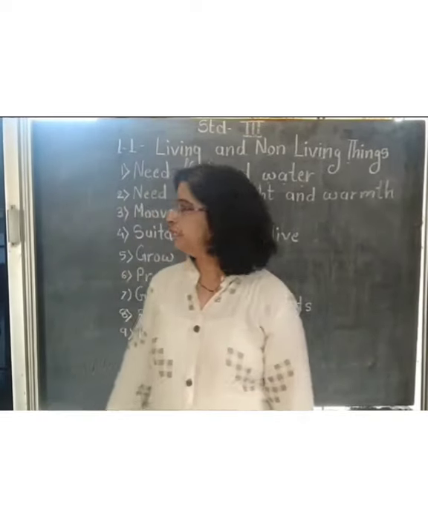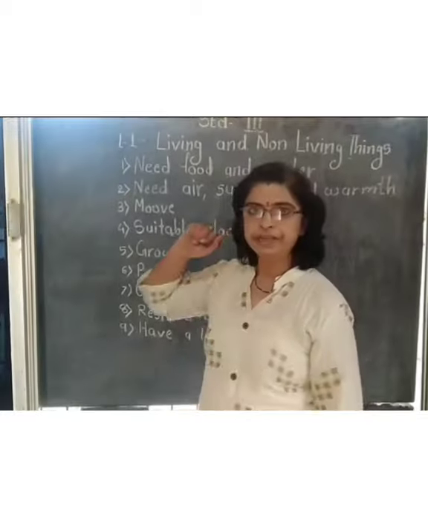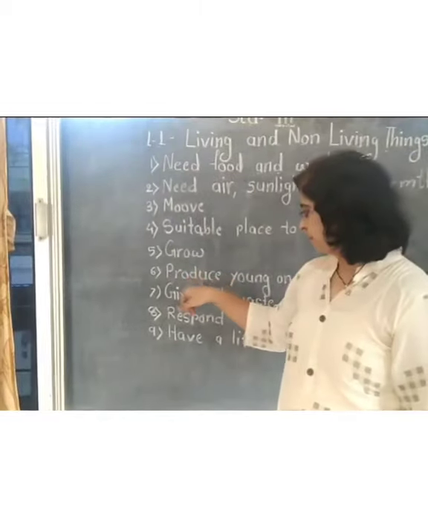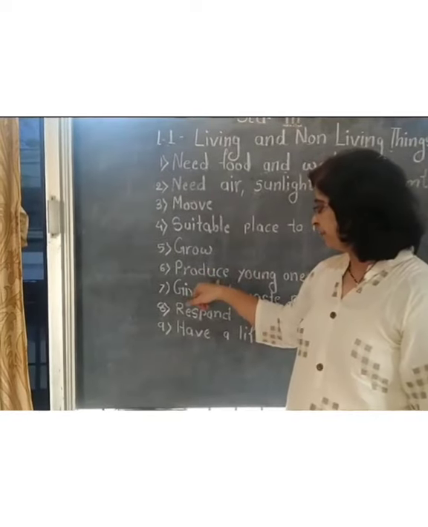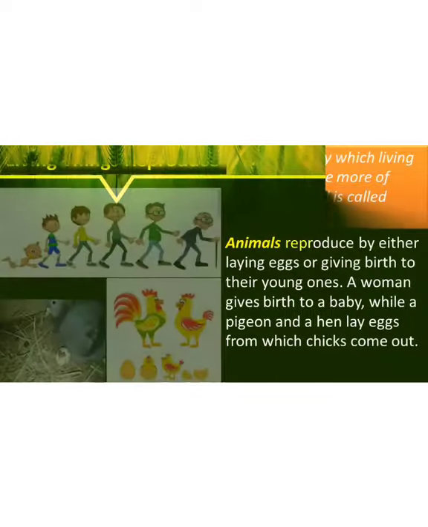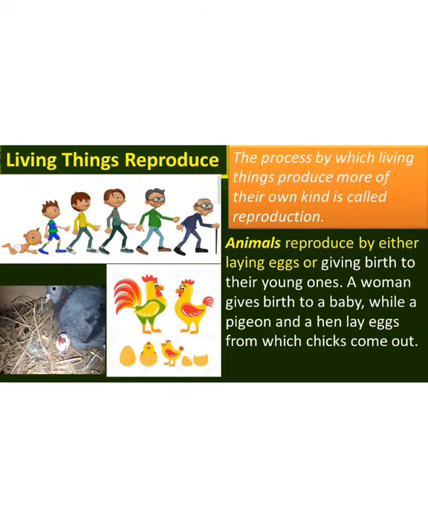So yesterday we discussed the living and non-living things. Already we discussed this. Then next one is that living things produce young ones. Living things reproduce. The process by which living things produce more of their own kind is called reproduction.